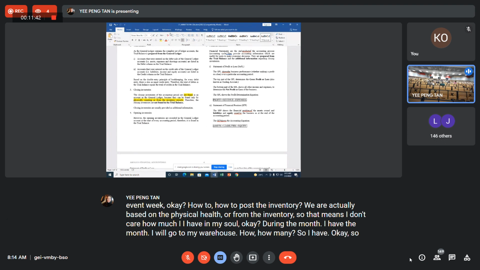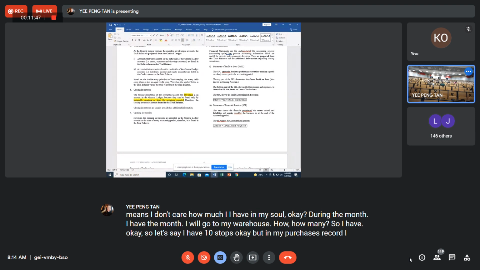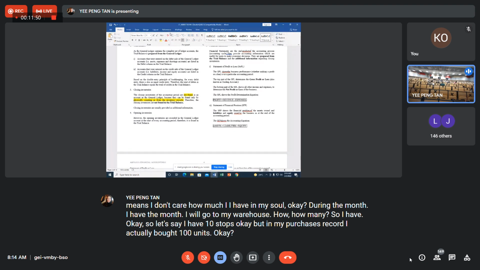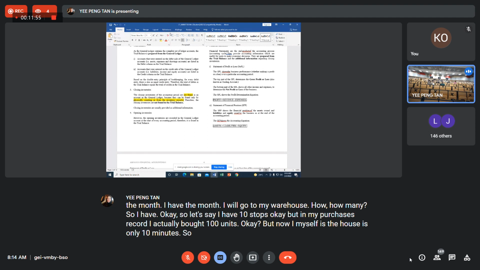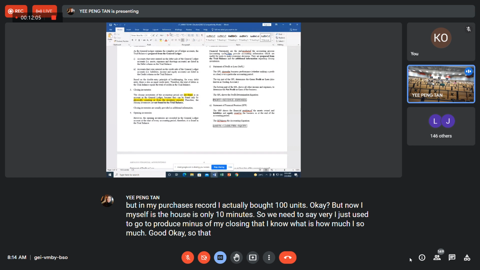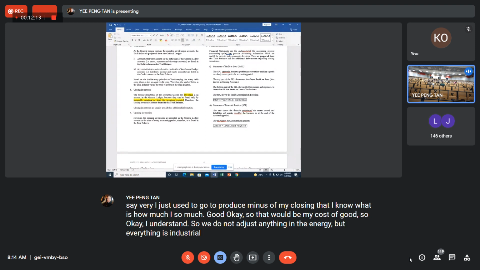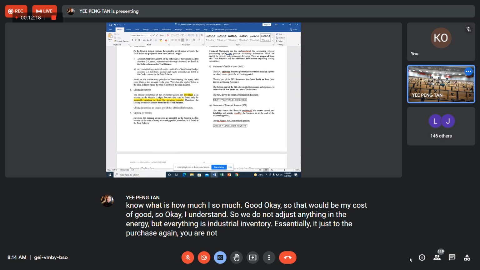Let's say I have 10 units in stock, but in my purchases record, I actually bought 100 units. Now my stock at the warehouse is only 10 units. So I just use the total purchases minus my closing inventory, and I know how much I sold. It's 90 units, so that will be my cost of goods sold. Understand? So we do not adjust anything in the inventory; everything is adjusted through the purchases. We will not adjust through the inventory.